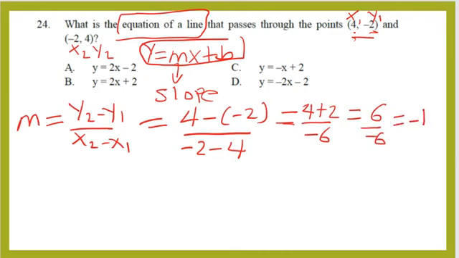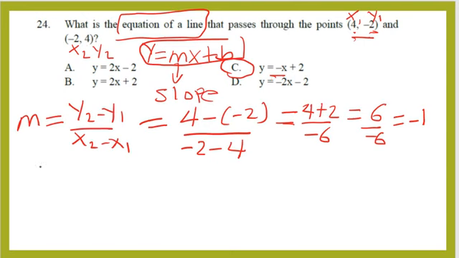So at this point even, we can see the choices. Which choice contains the slope negative 1? We have to save our time. We have to be as fast as possible because it is 40 questions in 1 hour. So the answer must be C. In C, the slope is negative 1.